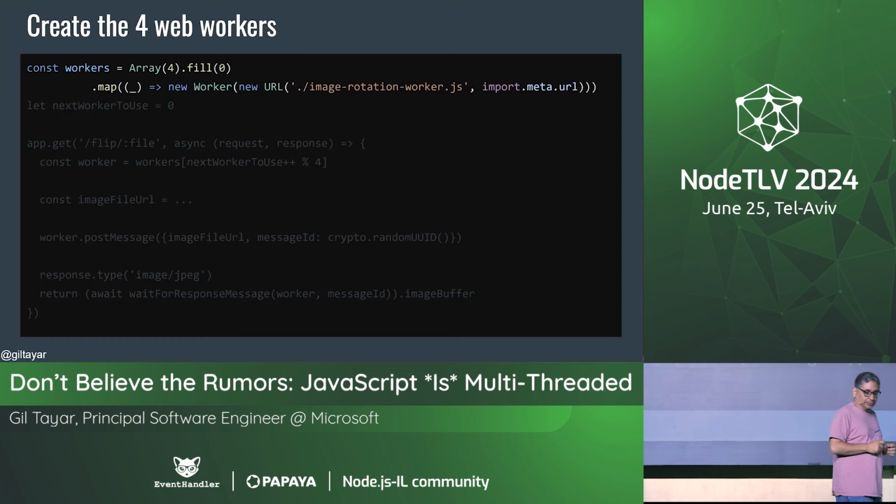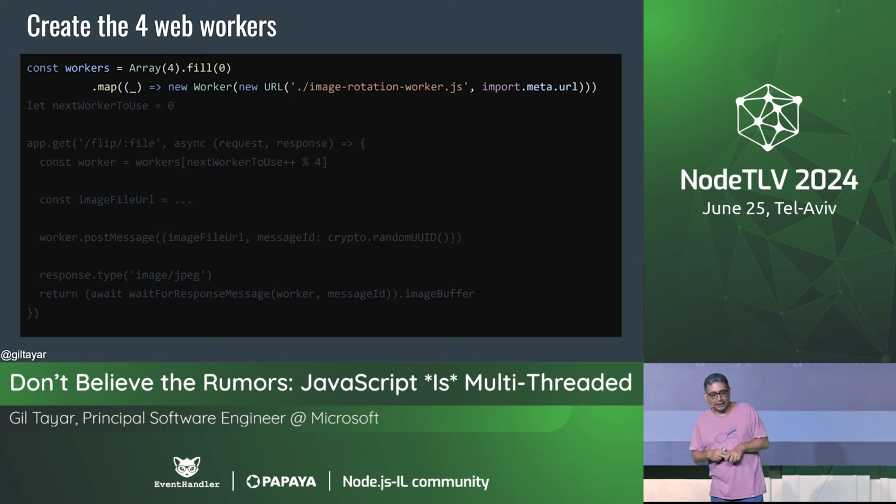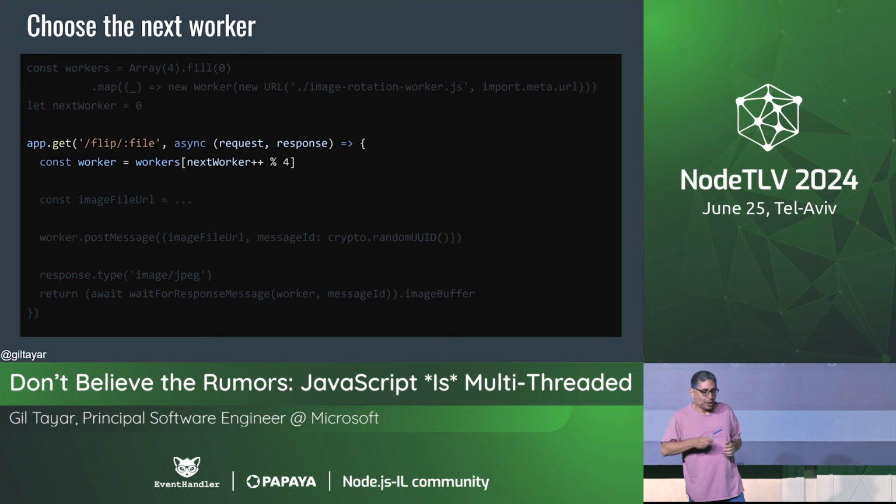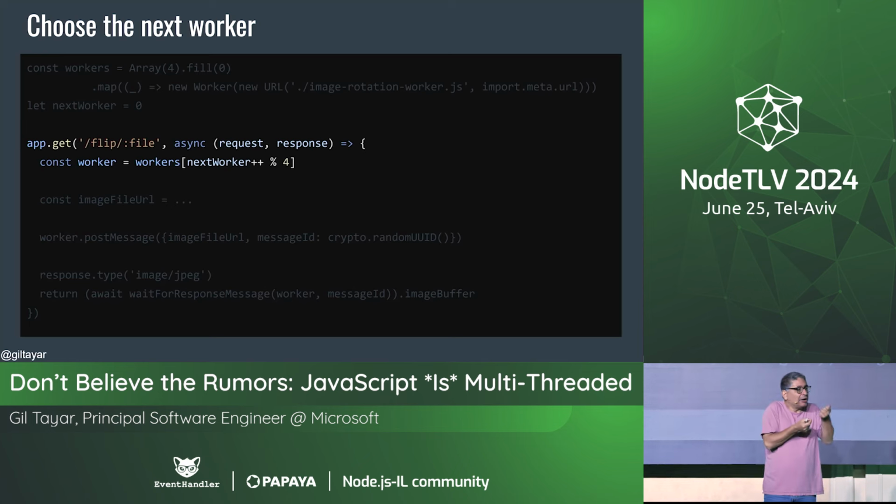So let's look at the code. Instead of one worker, I create 4 web workers with the nice trick of array fill, really nice thing. And I create four workers, and I'm good. And I have a pointer, it's an index really, to the array which says what is the next worker for you to use. App-get flip file, we know this, but now I first of all figure out which worker to use. How do I do that?